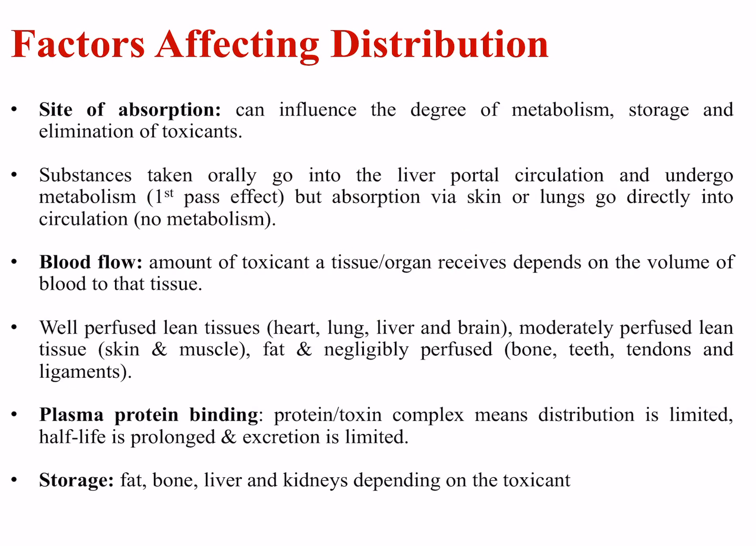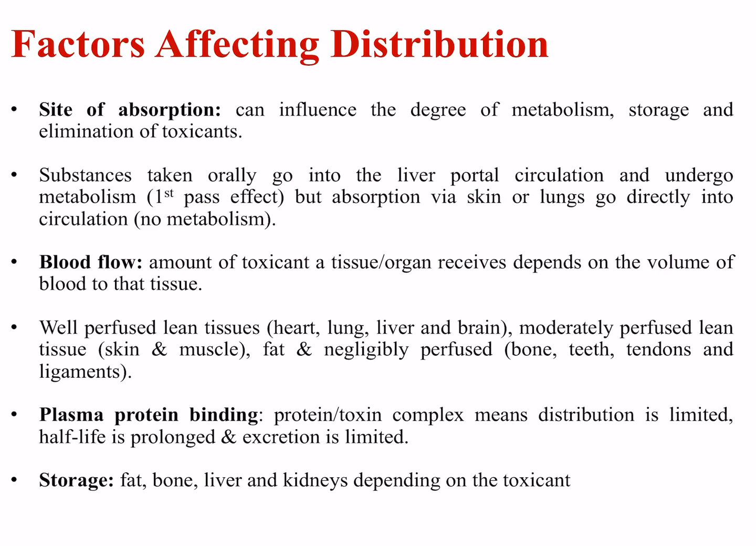The amount of toxicant a tissue or organ receives depends on the volume of blood to that tissue. Well-perfused lean tissues include the heart, the lungs, the liver and the brain. Moderately perfused lean tissue include the skin and the muscle. And finally, fat and also negligibly perfused tissue include the bones, teeth, tendons and ligaments.